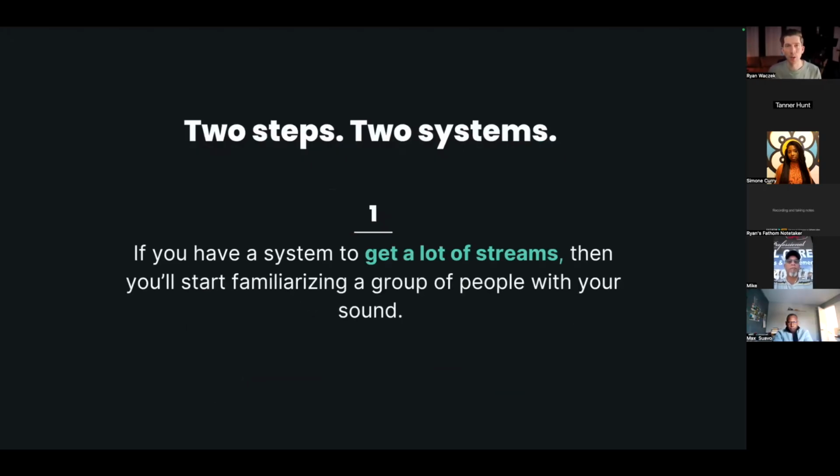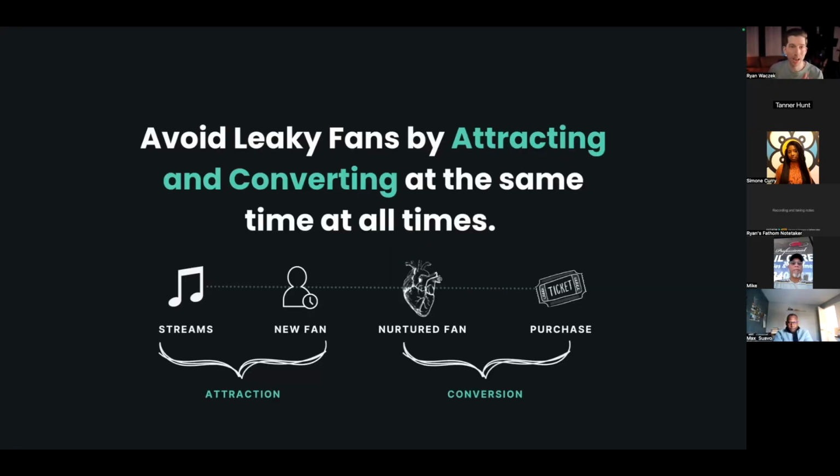And so to have both, it's really just two steps with two simple systems, right? The first is just to have a system to get a lot of streams, right? Then you'll start familiarizing your music with the group of people, with your sound, right? They get to decide about you. That's the first half of this, right? Get a lot of streams.